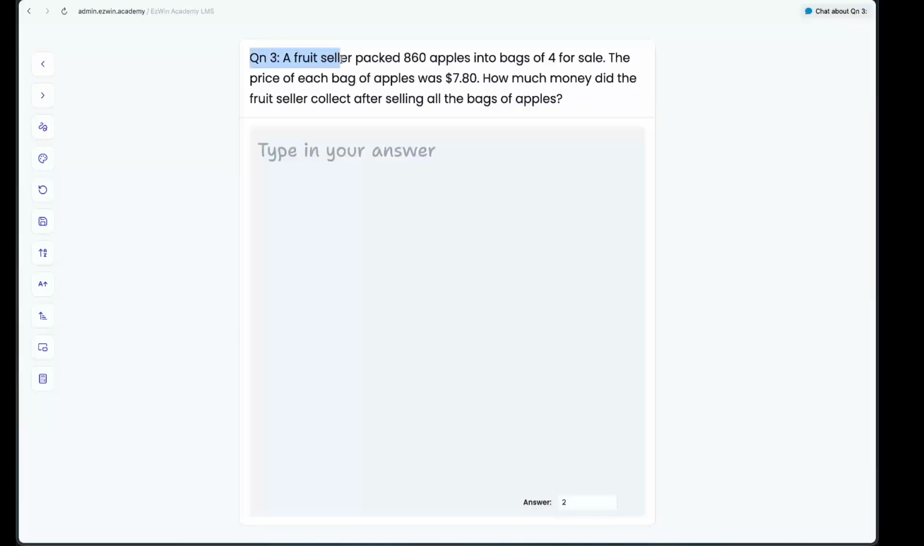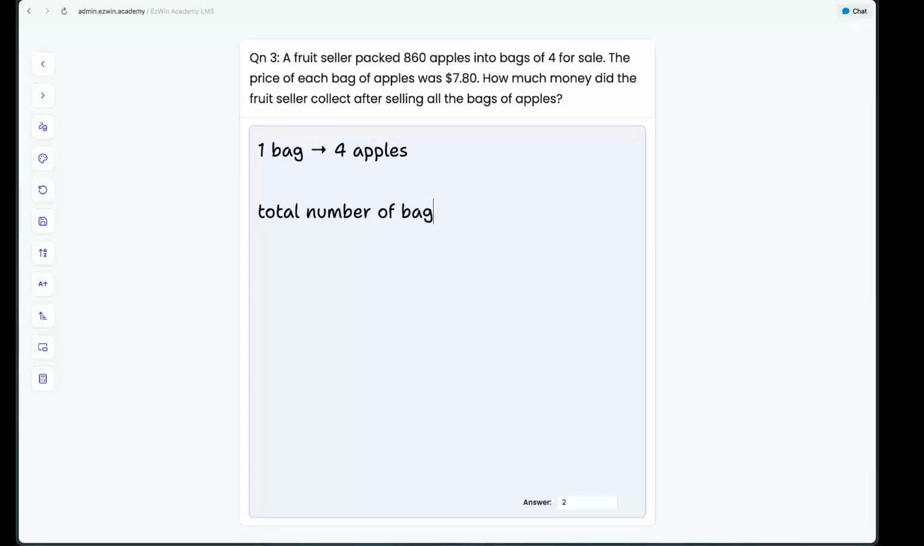Question 3. A fruit seller packed 860 apples in bags of 4 for sale. The price of each bag of apples was $7.80. How much money did the fruit seller collect after selling all the bags of apples? So we know that one bag is equal to 4 apples. So total number of bags is basically equal to 860 divided by 4, and this will give us 215.